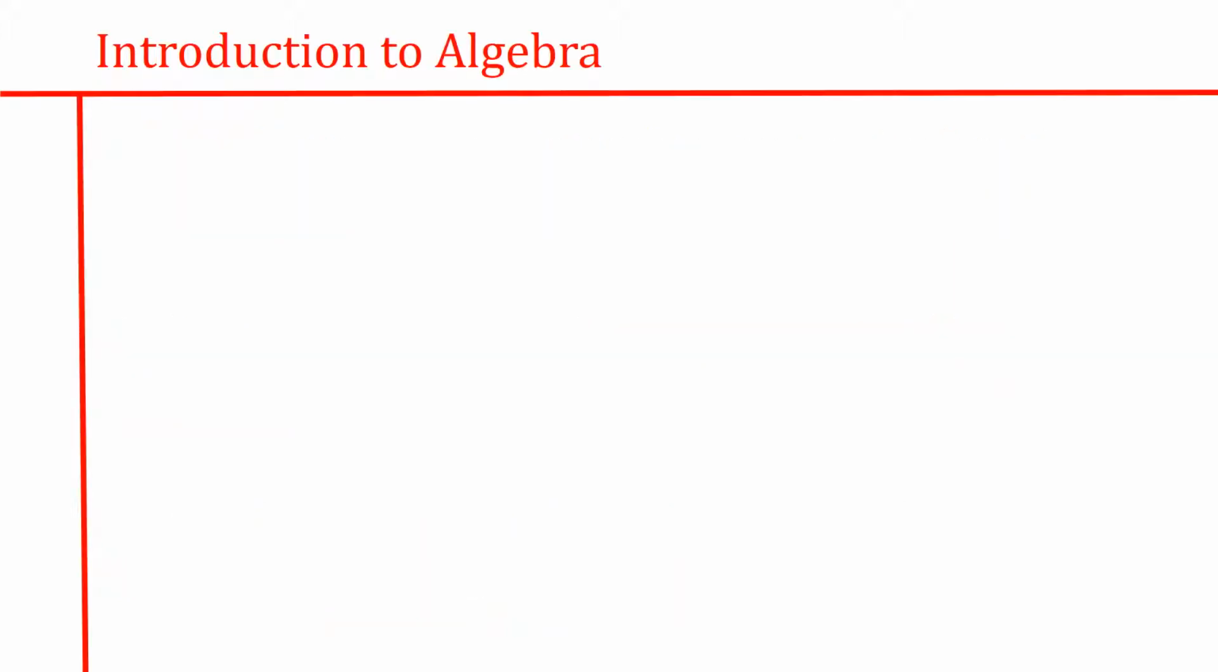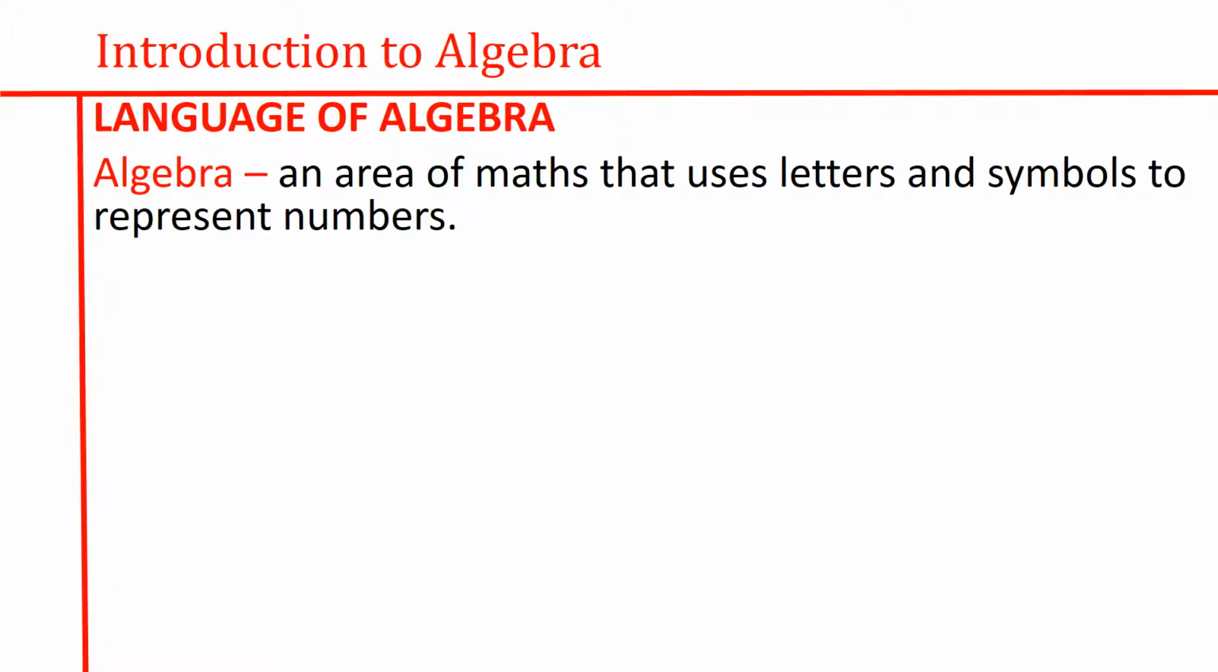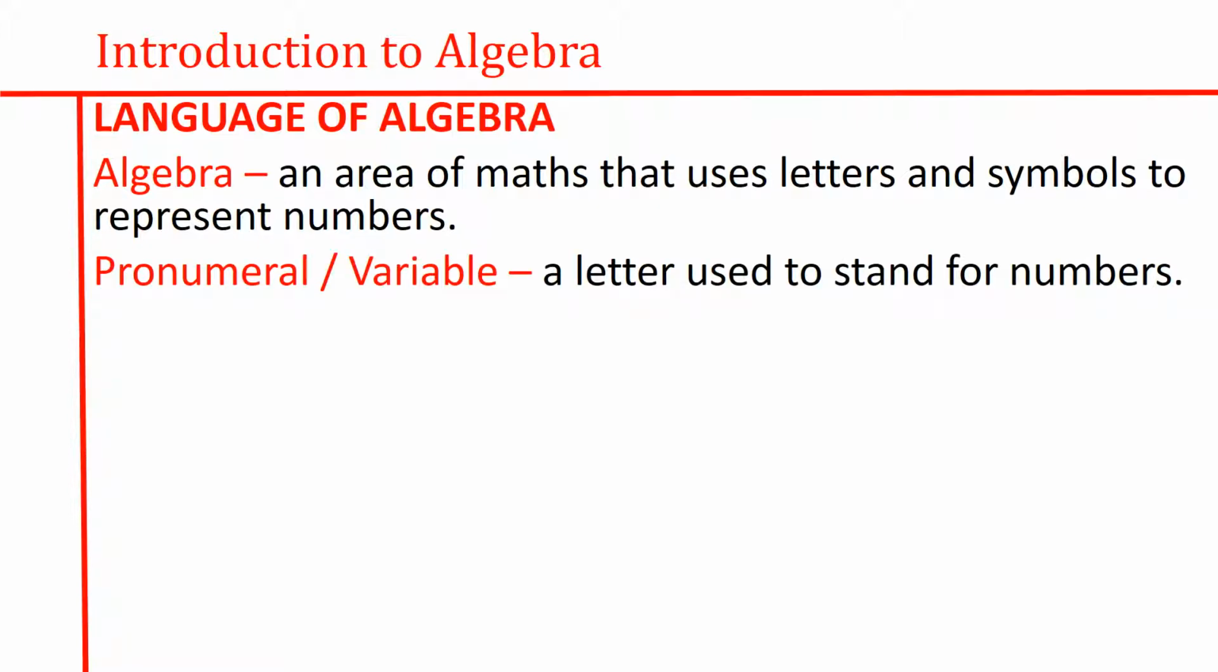Okay, so heading in your book, Introduction to Algebra. A key part of algebra is knowing the language of it and the key terms. So the first definition you need to write down: algebra is an area of maths that uses letters and symbols to represent numbers. A pronumeral or a variable is simply a letter that is being used to stand for a number.